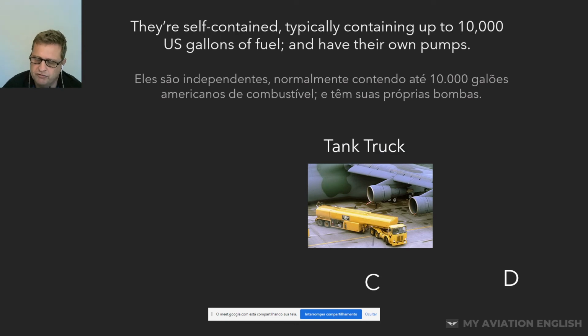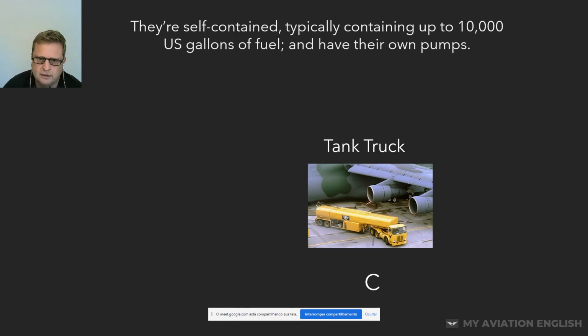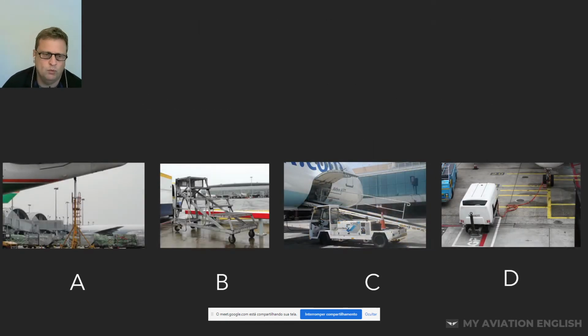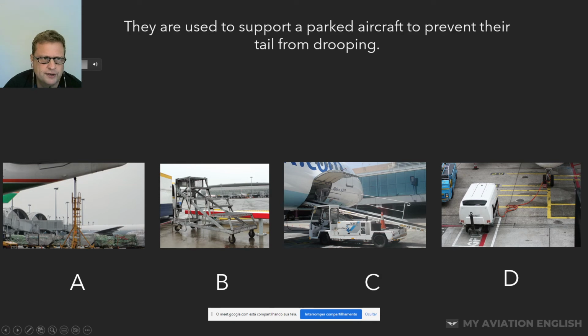Tank truck or fuel tank. They're self-contained. Wow, one more. In fact, I don't remember how many we have. I think only 3. They are used to support a parked aircraft to prevent their tail from drooping. Letter A, tripod jack. Letter A. They are used to support a parked aircraft to prevent their tail from drooping.